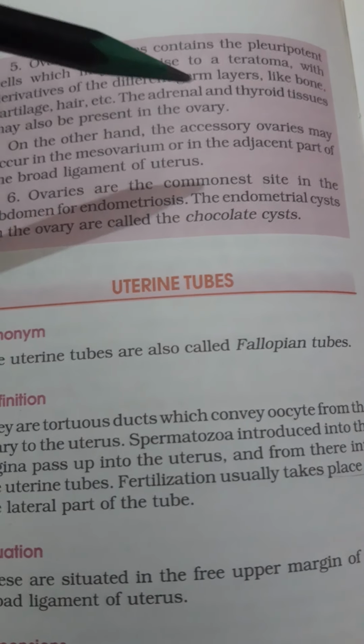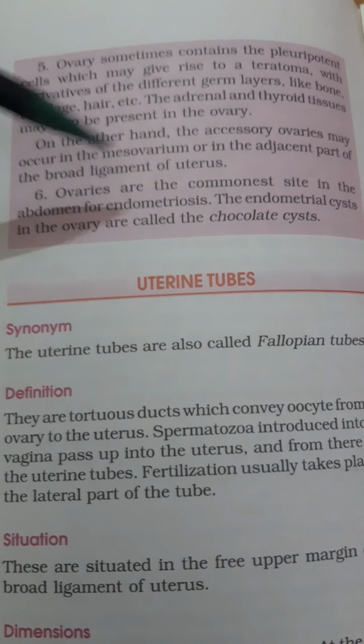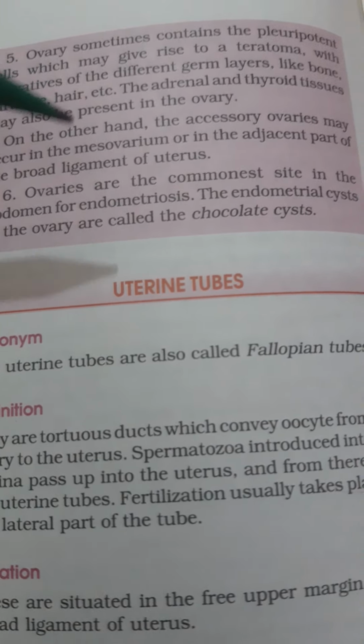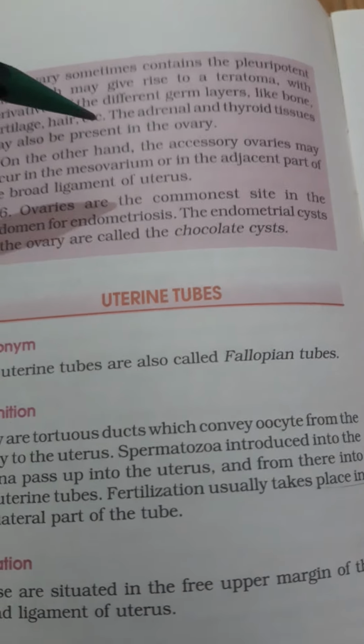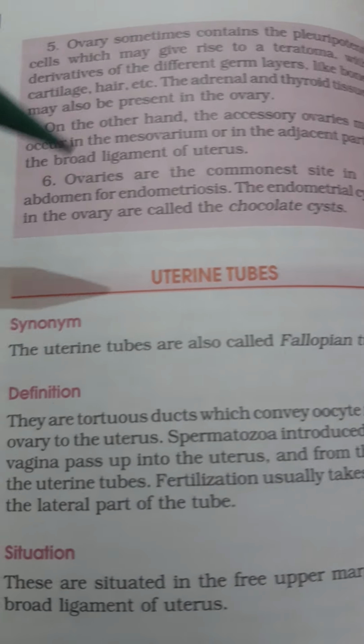On the other hand, accessory ovaries may occur in the mesovarium or in the adjacent part of the broad ligament of the uterus. So sometimes extra ovaries, other than the two, one more ovary can develop in the mesovarium part of the broad ligament.